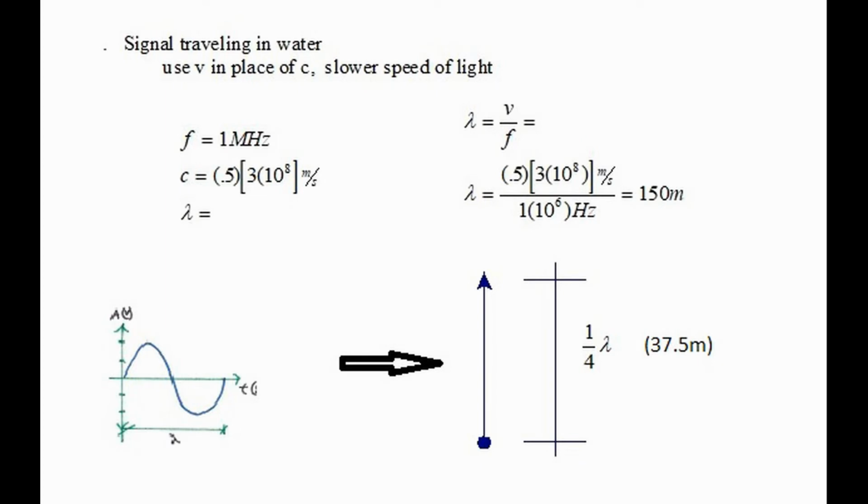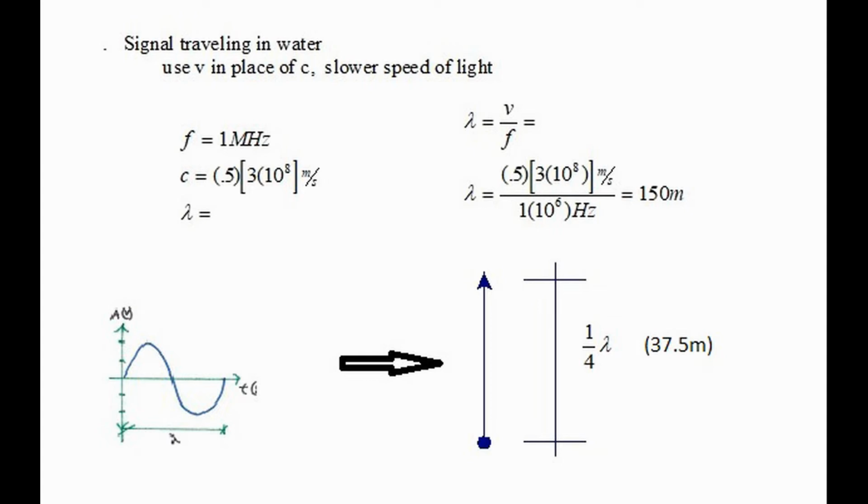Let's say we're trying to send a signal through water, and in this case, the speed of light slows down. And so now we don't use c, but we use v. This time, the speed of light is 0.5 times 3 times 10 to the 8th meters per second. So we modify our formula to say that lambda equals v over f.